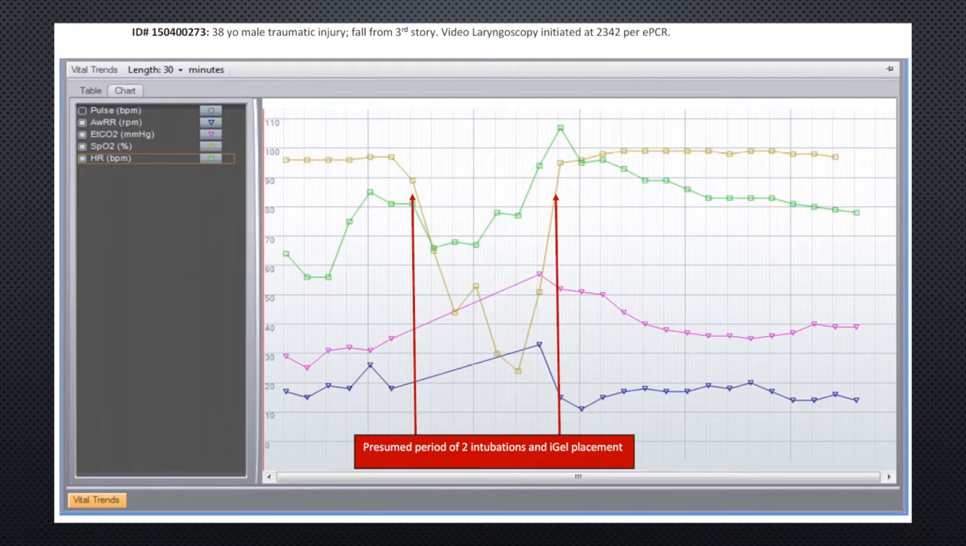We ventilated them back up all the way up to 55, and then took another attempt, failed at that, and then put an i-gel in, reventilated them. So it does not appear that we attempted to ventilate again in between the second attempt failure and the i-gel. And then the SATs came back up to 100. So this, in this patient with a traumatic injury, that is called doubling their mortality.